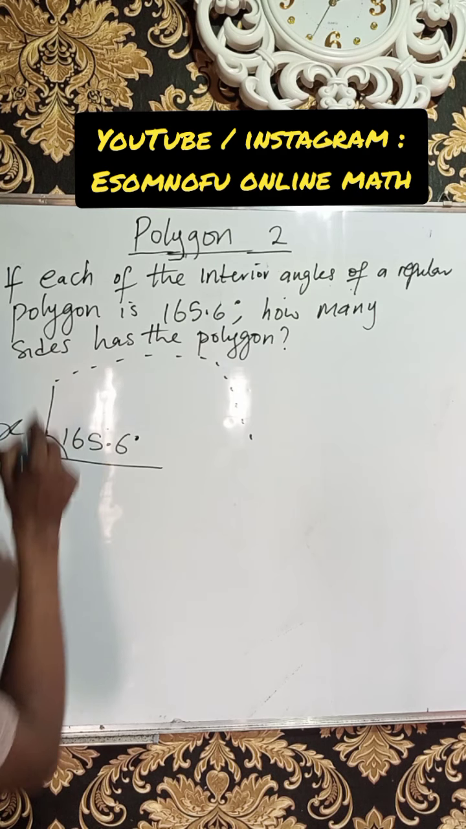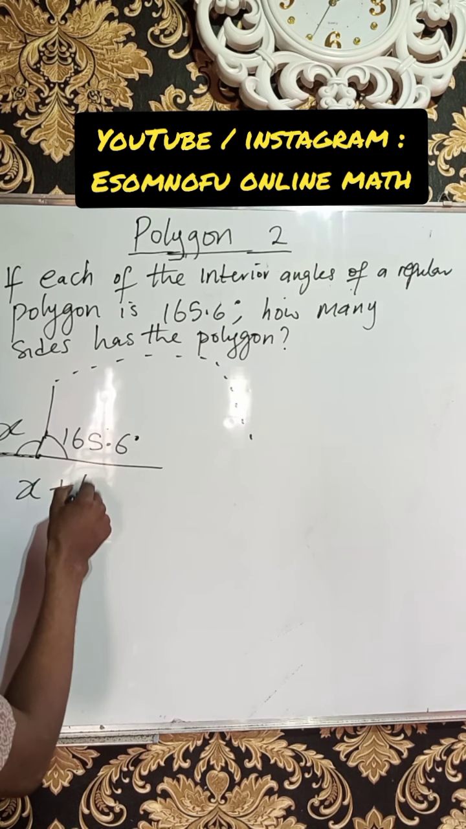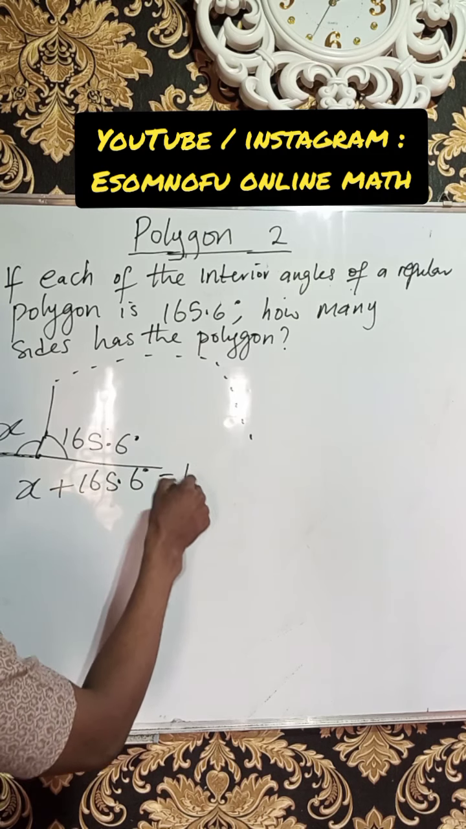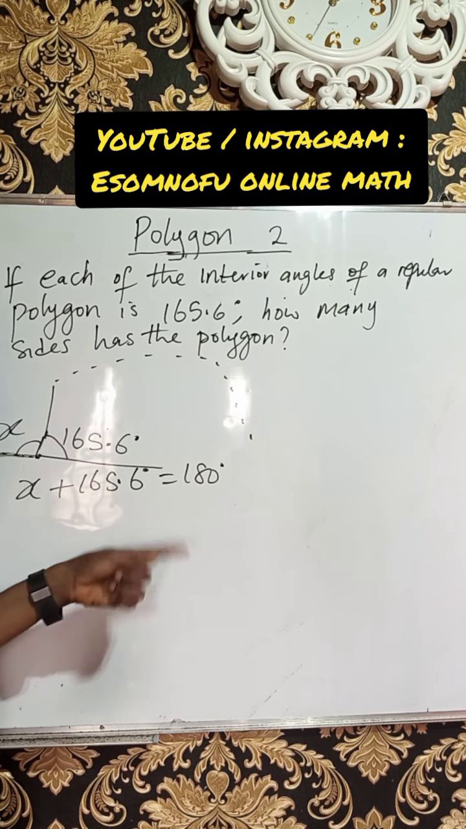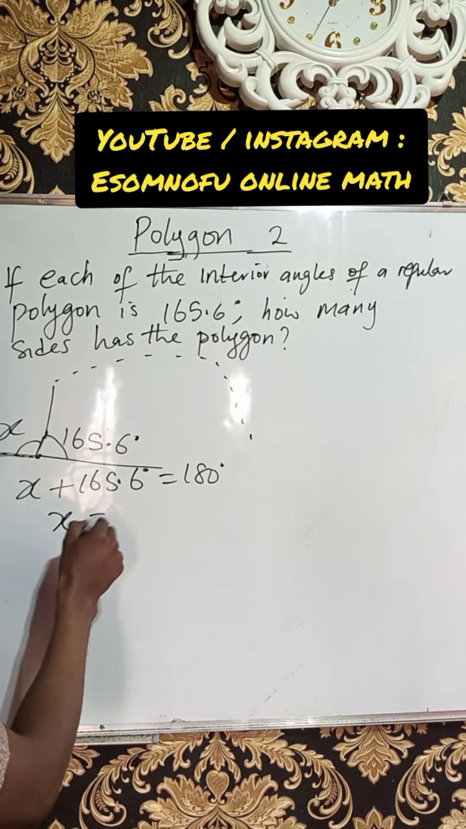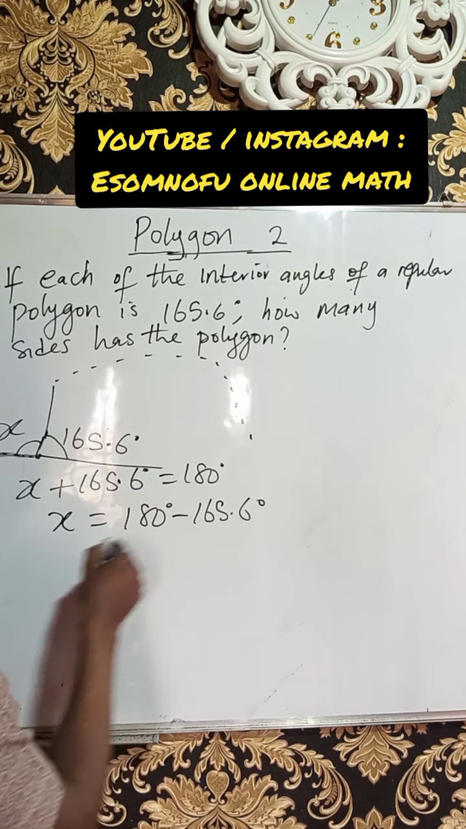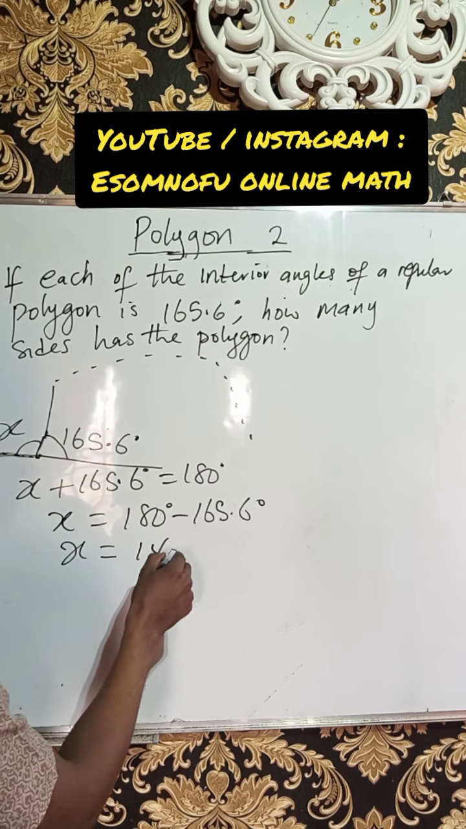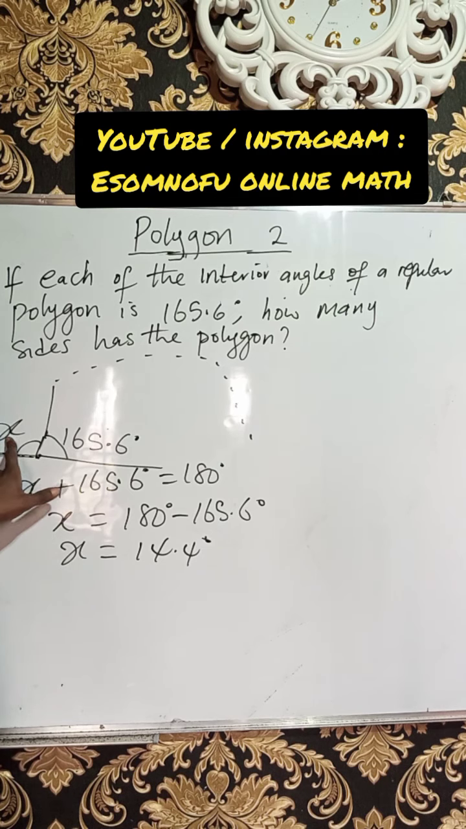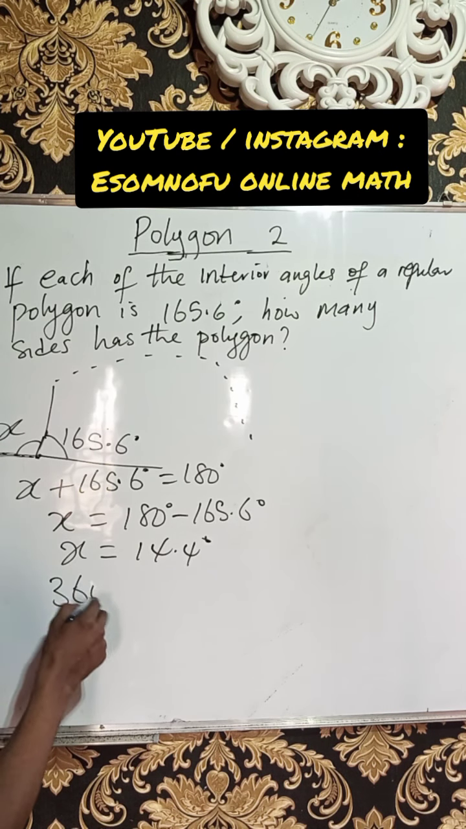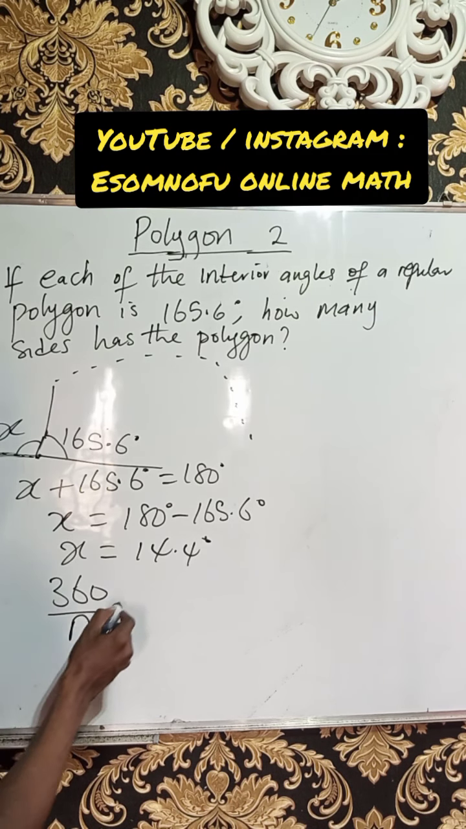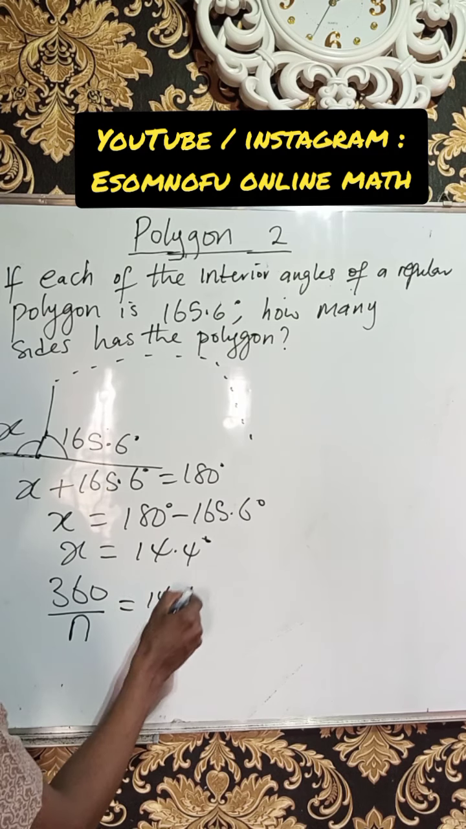So this exterior angle, let me call it x. Therefore, x plus 165.6 degrees is 180 degrees. Reason: sum of angles on a straight line. Therefore, x will now be 180 degrees minus 165.6 degrees. So x will give us 14.4 degrees. That is the value of each exterior angle. And the sum of the exterior angles of a polygon is 360 degrees. Therefore, each exterior angle will be 360 over n, and that gave us 14.4.